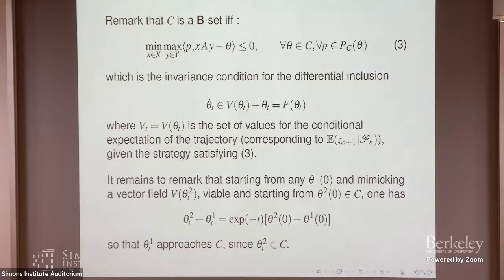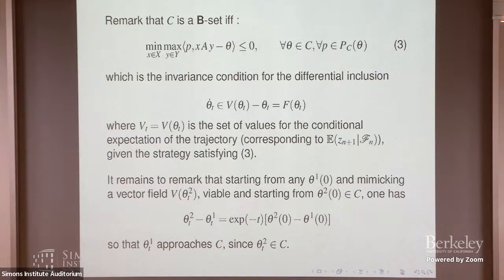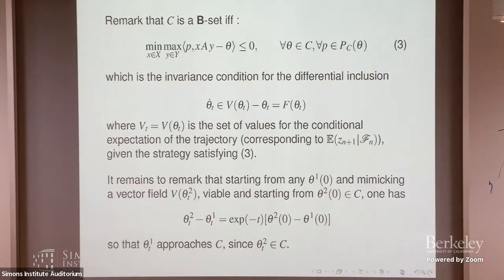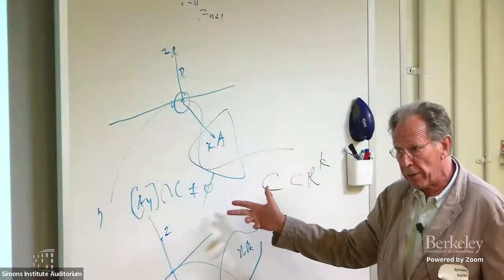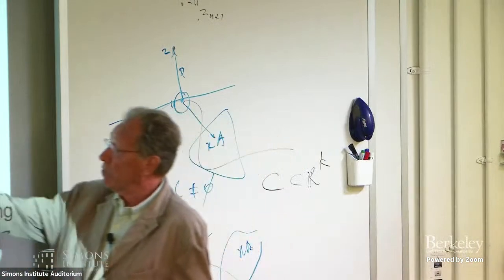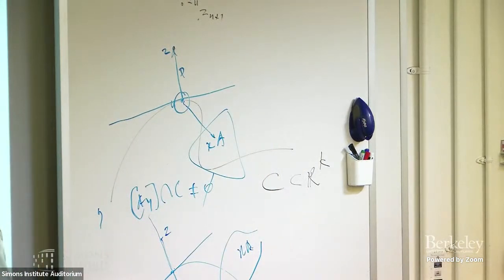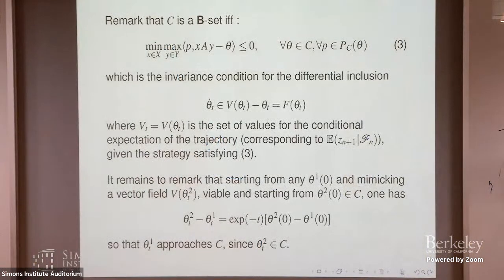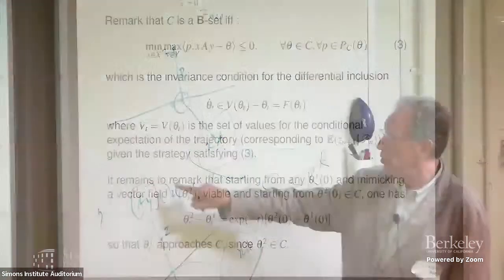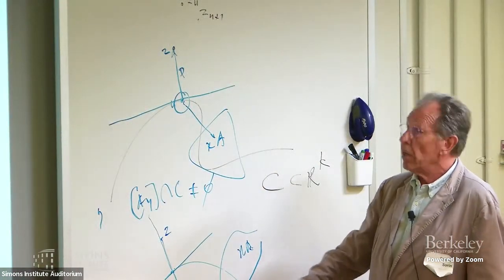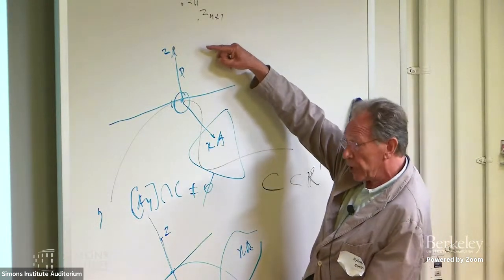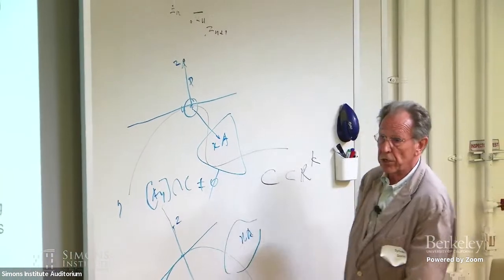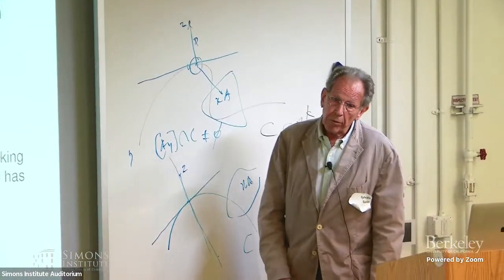Okay, now how do you get approachability? It's starting from any point outside. You mimic the behavior as if you were starting inside. Starting inside, you know that there is a strategy that will remain inside because you are viable. And then since both have the same V, the difference is you have theta 1 here, and the same V, so the difference will have exponential convergence. So the trajectory theta 2 will remain in C, and the difference between the trajectory theta 1 and theta 2 goes to 0. So this explains that you have approachability.